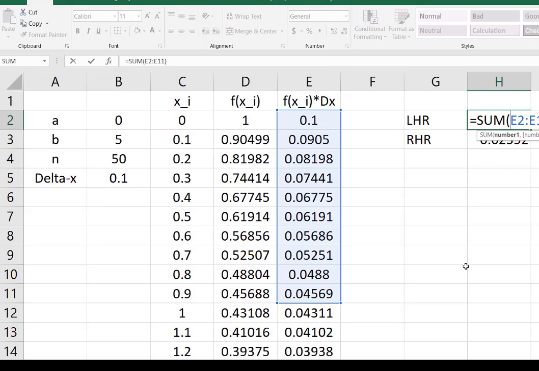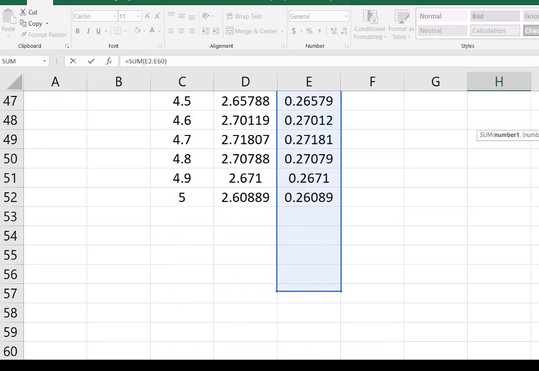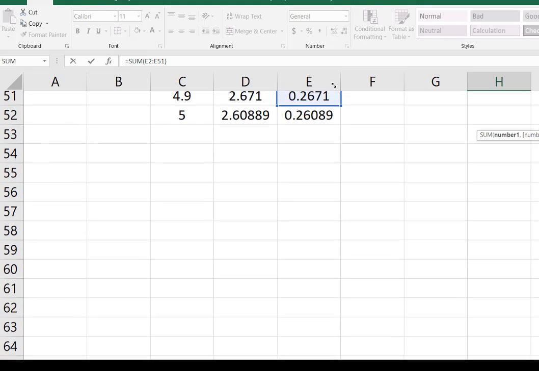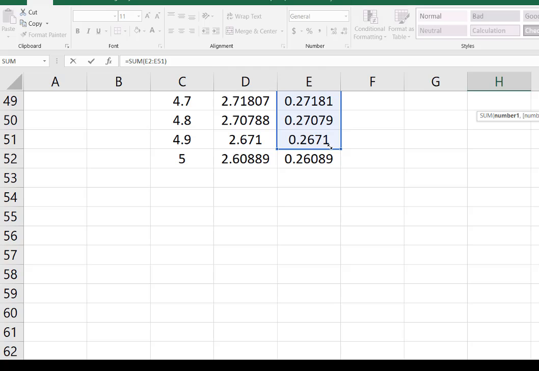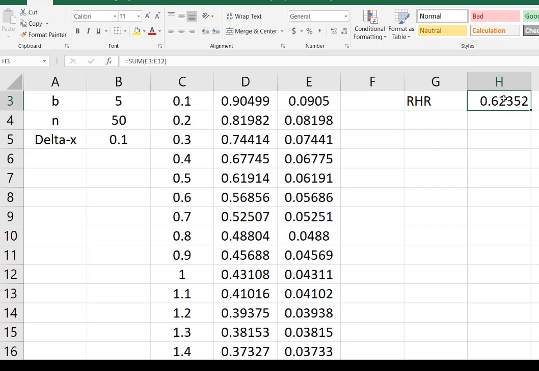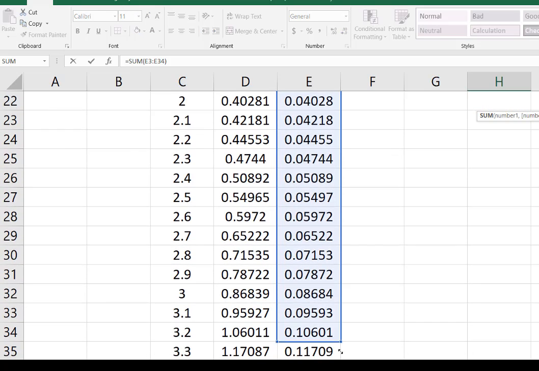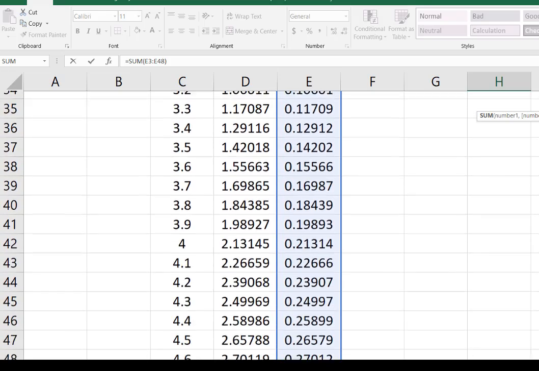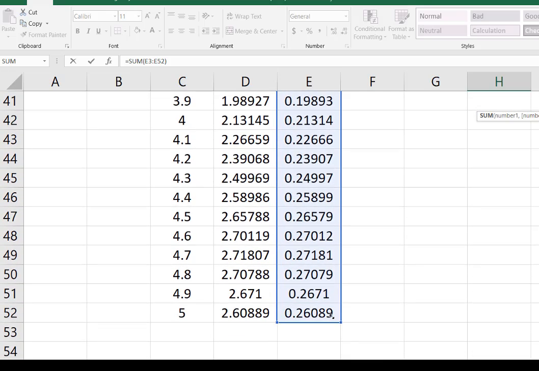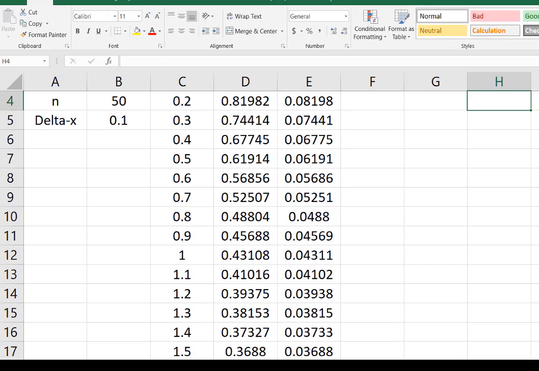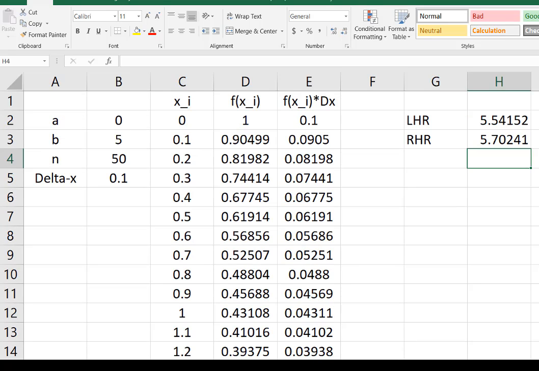For our left-hand approximation, I've got to add up more endpoints. Oops, I overshot. So let's go back here. Let's pick everything but the very last value, which does not correspond to a left-hand endpoint. And then for the right-hand rule, let's go down and pick up that very last endpoint. And then we'll see how we're doing with 50. Wow, look at that. Now we've got it trapped in between 5.54 and 5.7.